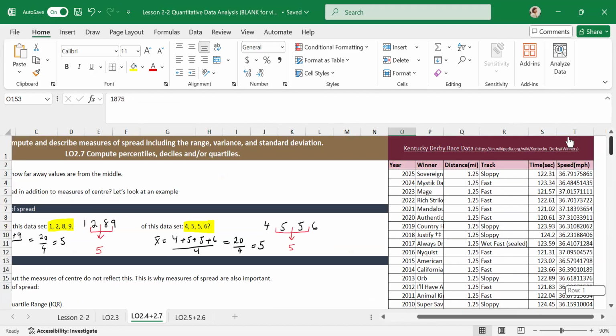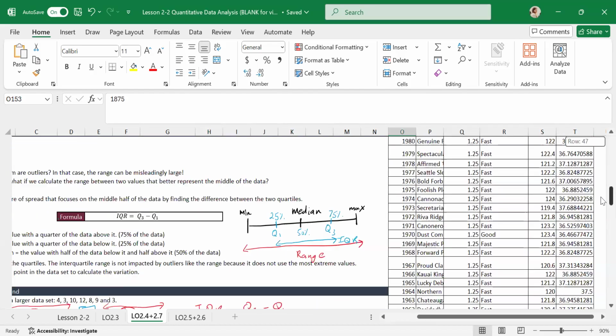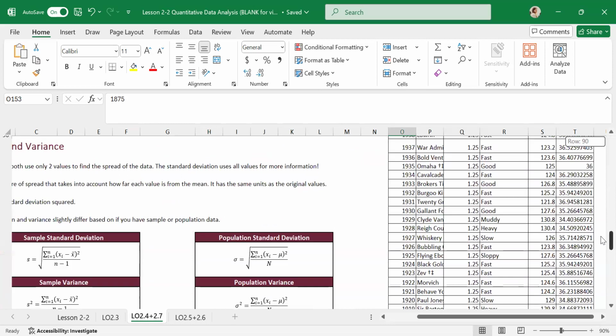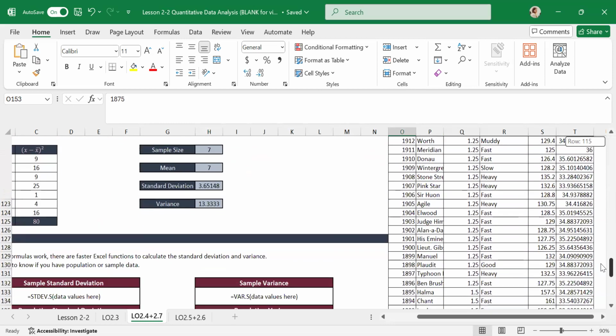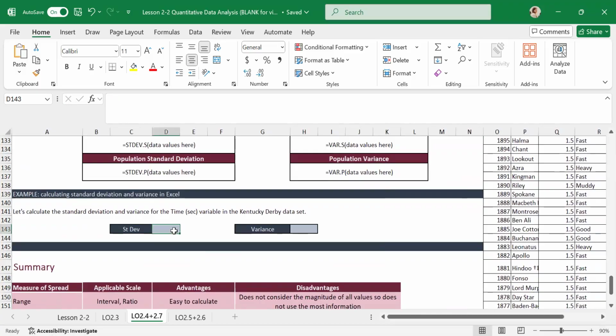Even during COVID, the race still continued, even if it didn't have people actually attending in person. So we have a winner every single year. Because we have every single year, this is not a sample. This is population data that we have for the Kentucky Derby race times. For that reason, we'll have to use the version of the formulas that has .p on the end for a population data set.